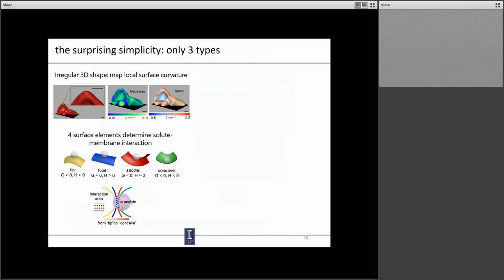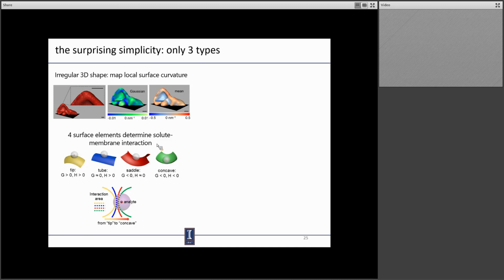Our clue to answer this question is by adopting the beautiful morphometry analysis I have shown previously from bioengineers. So here, each crumple can actually be triangulated into a network of triangular meshes and generate the corresponding local maps, color-coded according to the curvature values. And next, an arbitrary 3-dimensional shape can actually be seen as composed of 4 types of surface elements based on the curvature values, such as tips, tubes, saddle points, and the completely concave regions.